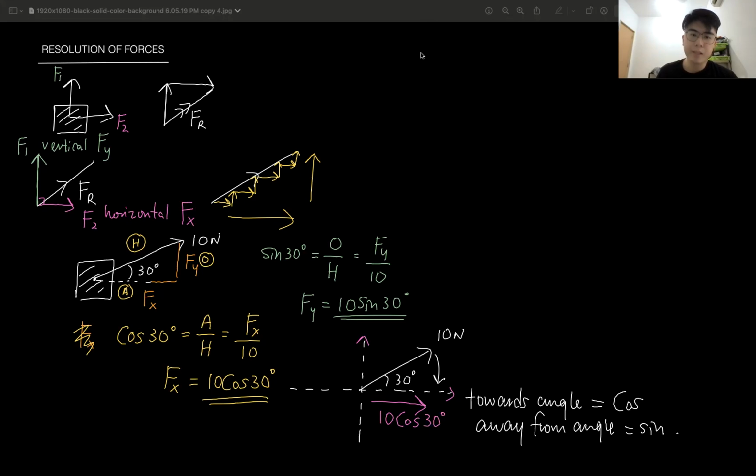And then the vertical, imagine that I move it over here because I want the vertical, right? This movement, I'm moving away from the 30, right? So whenever you move away from the angle, it's sine. So 10 sine of the angle that I'm moving away from. Again, you get the same thing: 10 sine 30 is my Fy, and 10 cos 30 is my Fx.